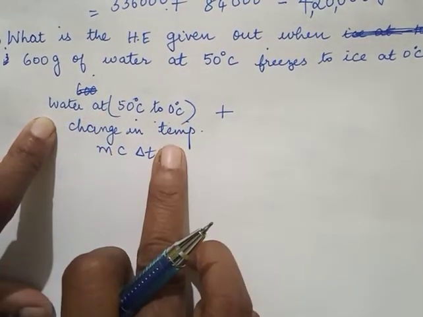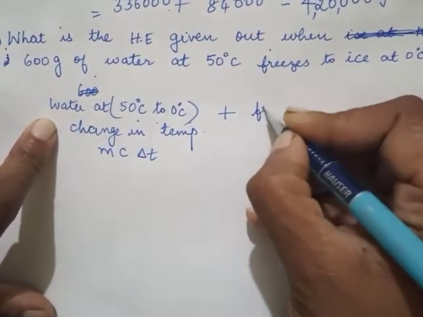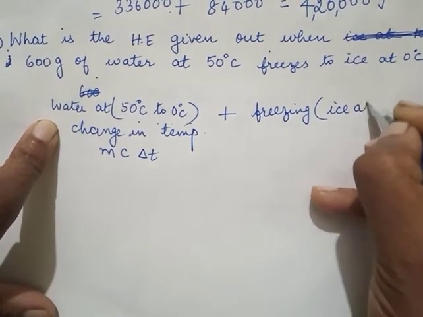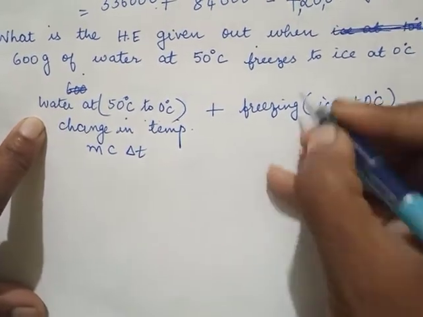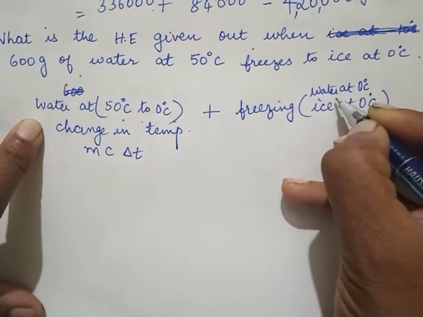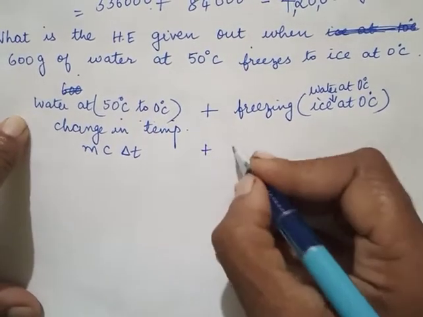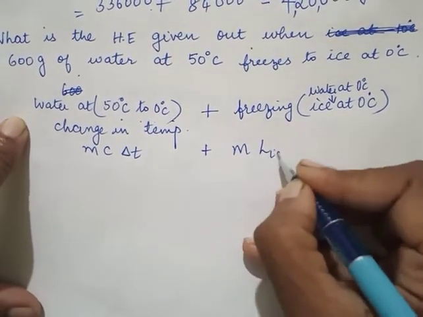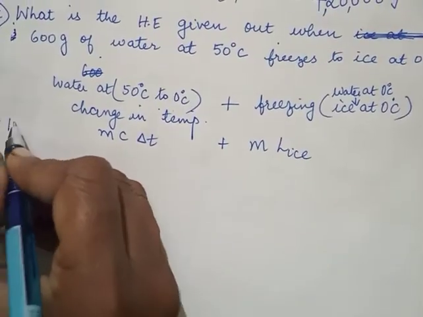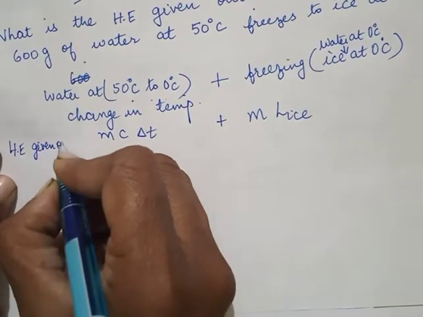So it is only change in temperature. There is no change of state. Then what happens? Freezing happens. Ice at 0 degree Celsius. This water at 0 becomes ice at 0 degree Celsius. And for that, we will be using M into L of ice. Hope you have understood. And in this, heat energy will be given out.